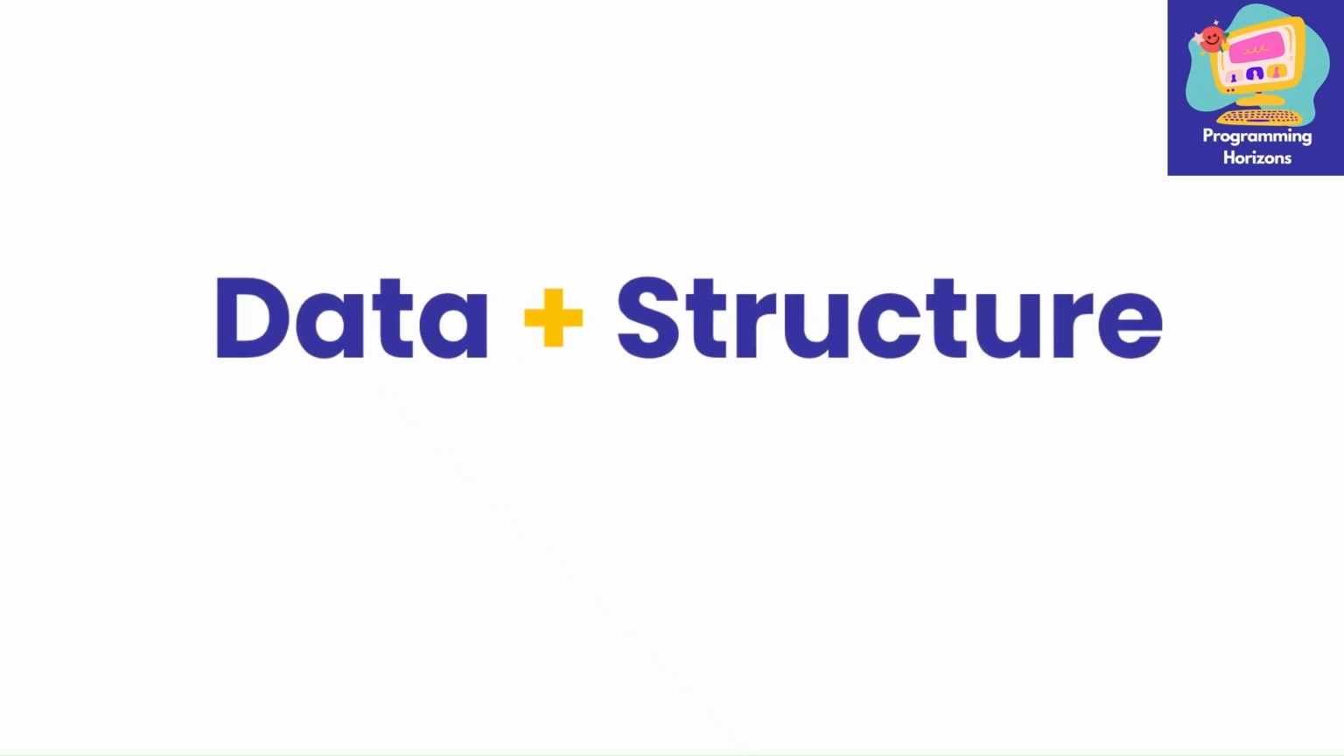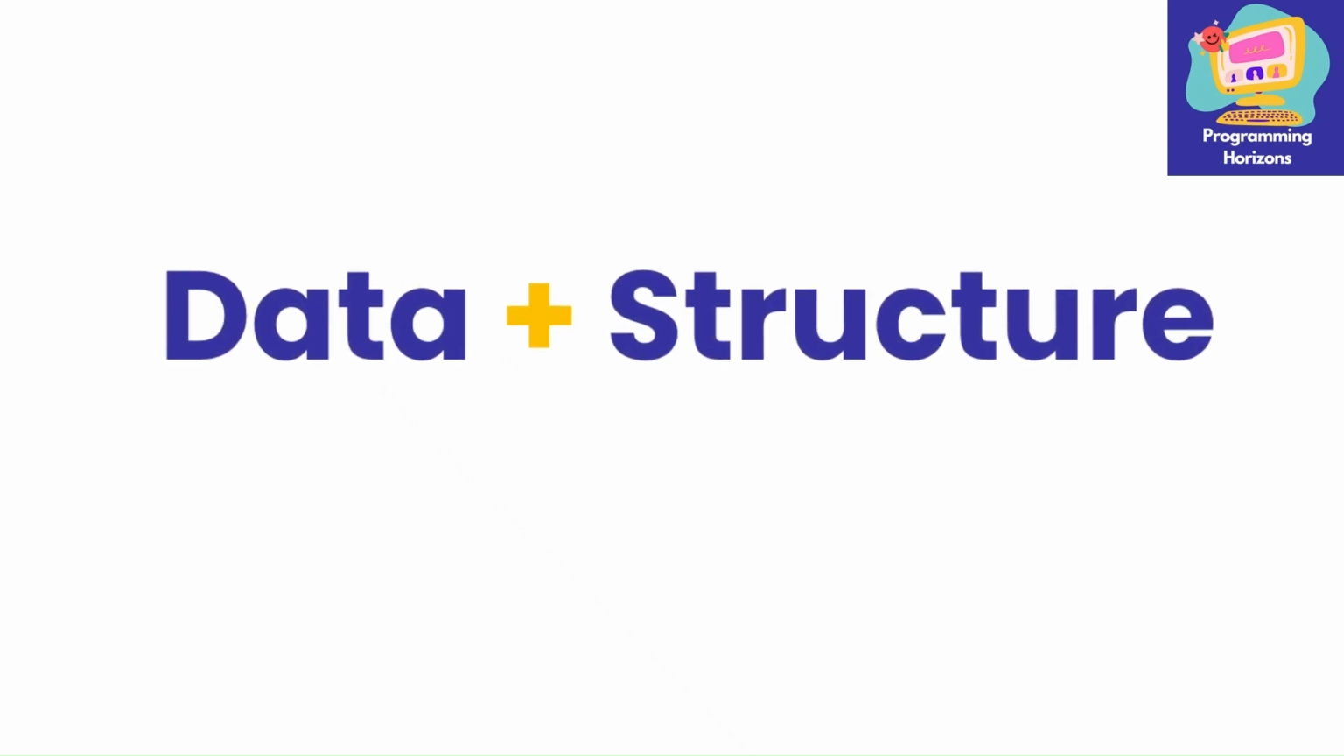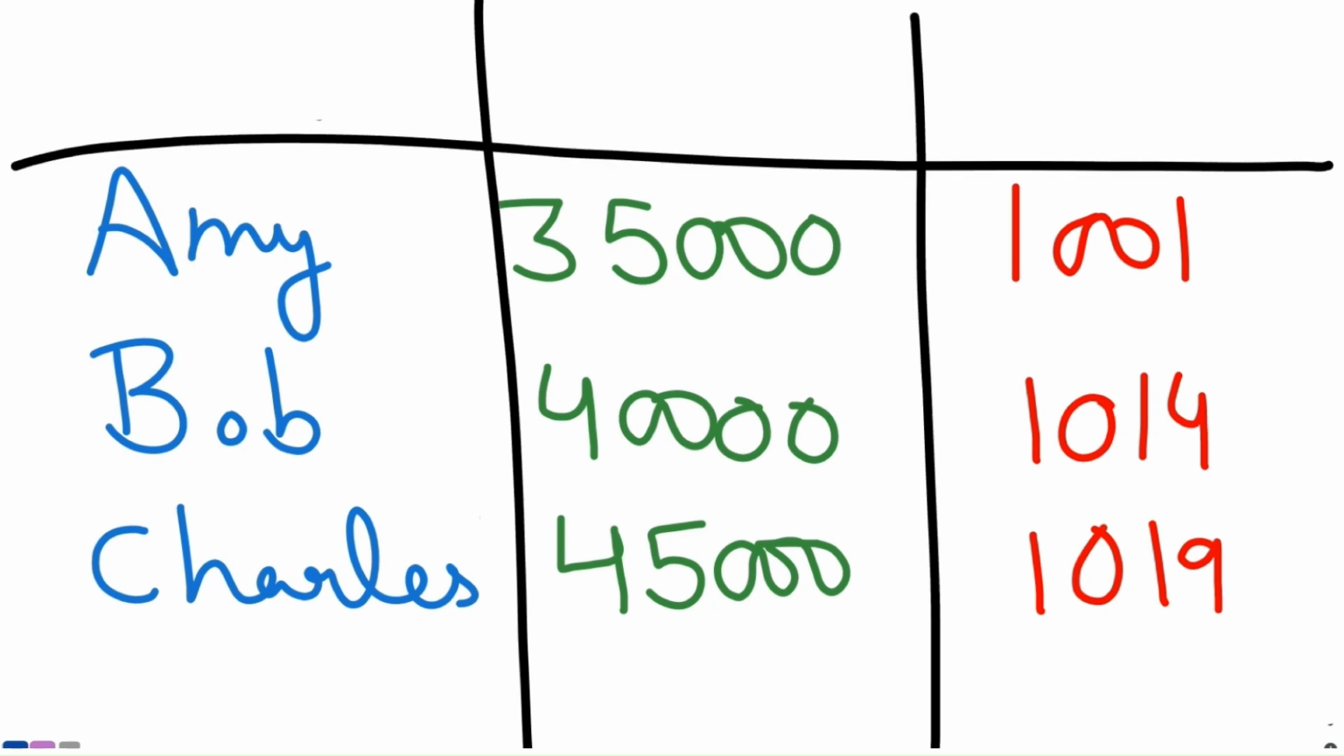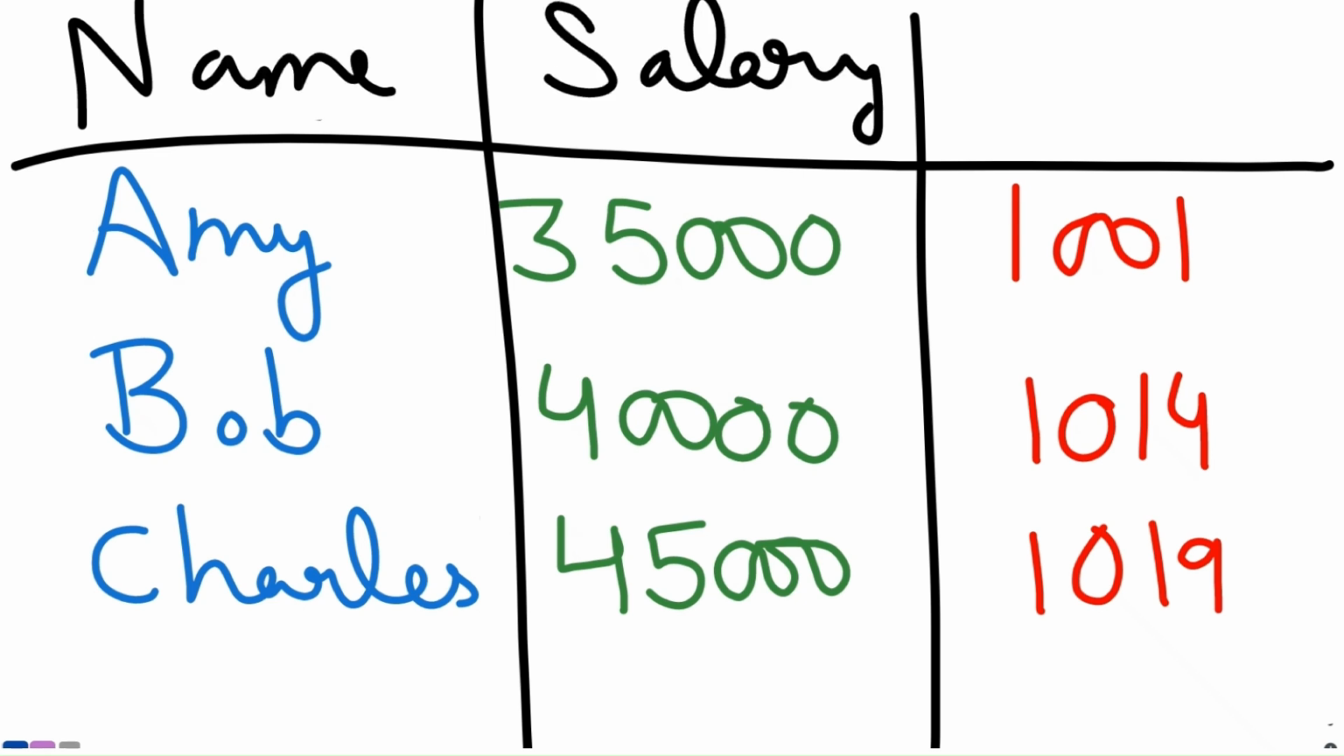As you can see, the term data structure is made up of two words, data plus structure. Data means raw facts and figures. For example, here we have a few names and numbers. This is data. Data simply means any information that we want to store, use or process. Now, if I arrange this data in the form of a table and assign column names, then this table becomes our data structure. So, data structure means how something is arranged or organized.